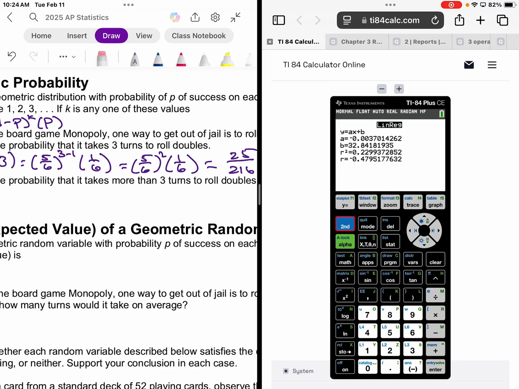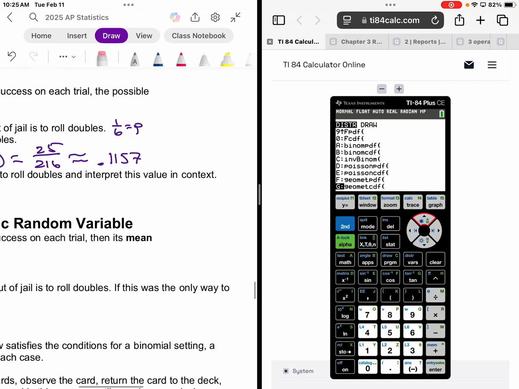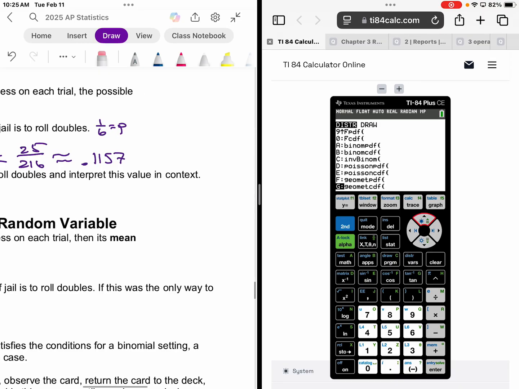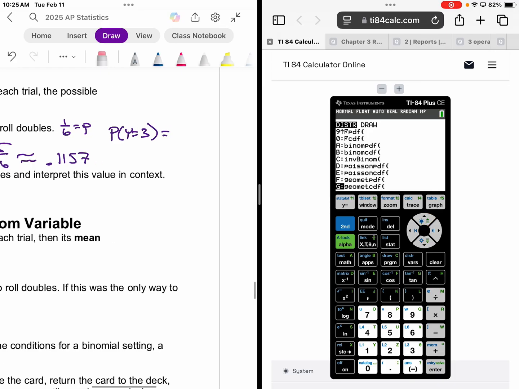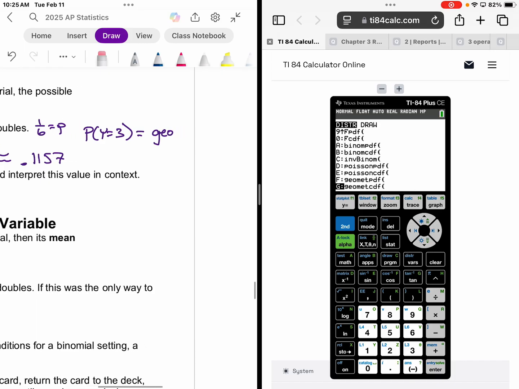So I'm going to do a second plus 712. And now we're going to go second vars. It is on the back menu, and it's actually down at the bottom of the back menu, so I'm going to arrow up. And again, we said exactly, probability that y is exactly 3, which means I need to use a geometric PDF. I usually abbreviate it just GeoPDF.